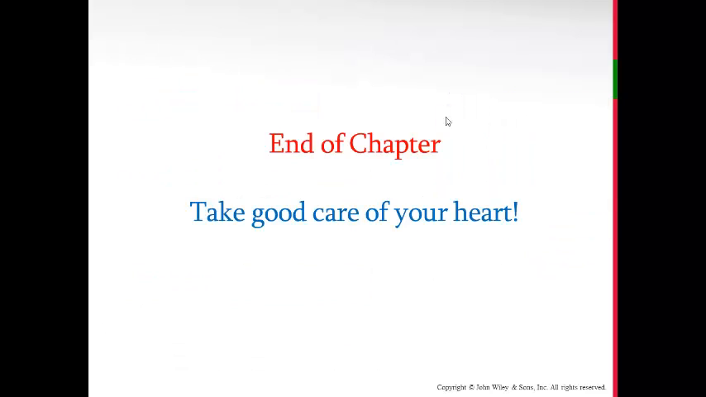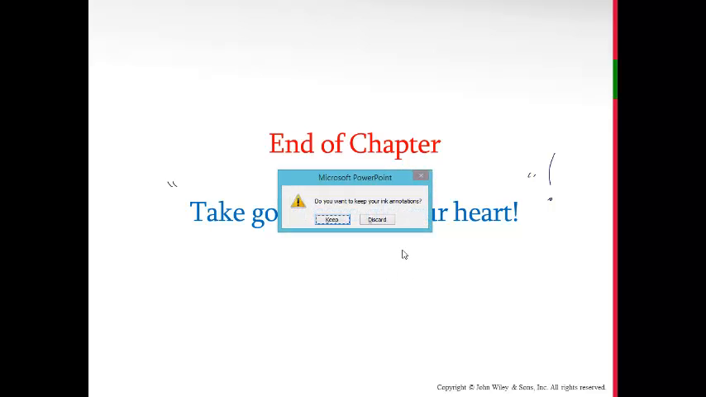So here's the end of chapter 20. So hope you now realize our heart is working very, very hard for you. So take good care of them. We'll see you next time.